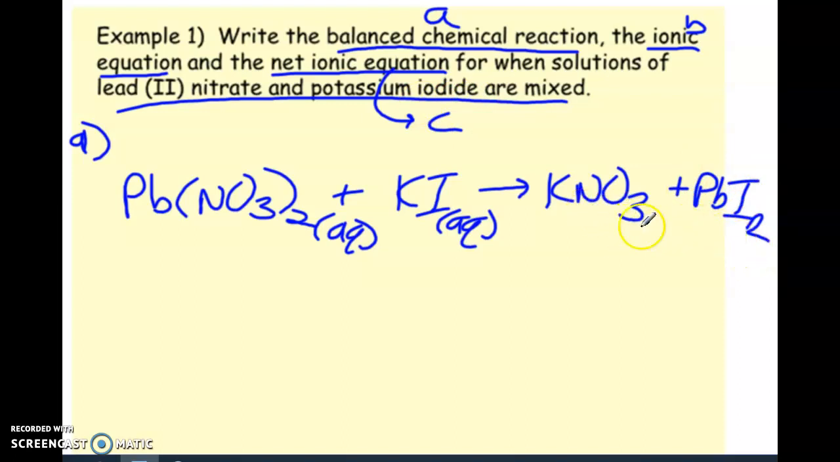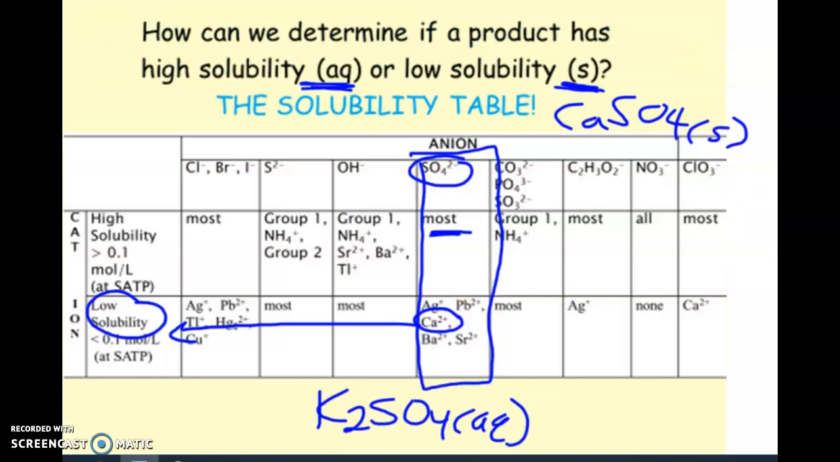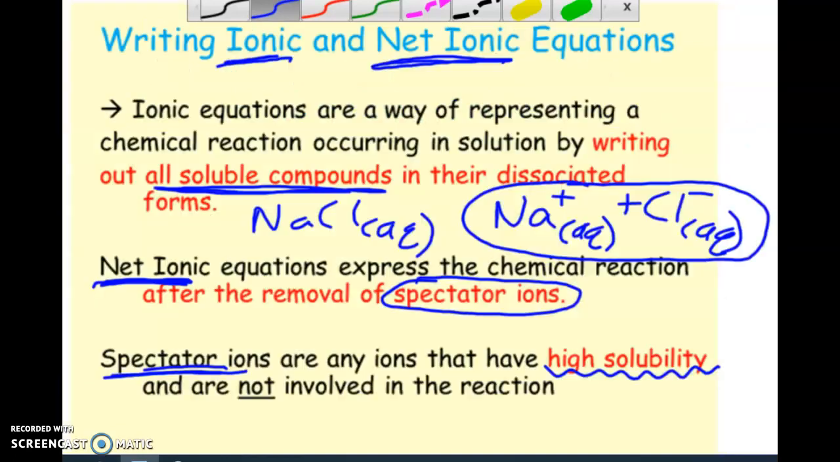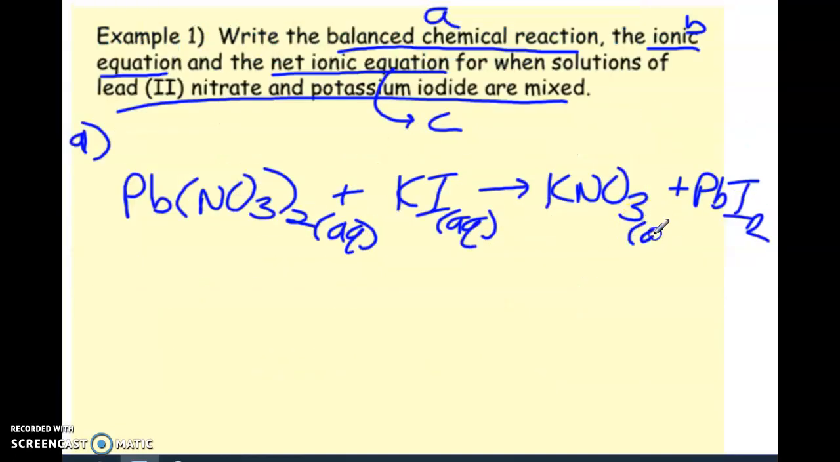Okay, so let's look up on the solubility table what our states are going to be here. Let me erase this so we can go through this together. One of them was potassium nitrate. Nothing has low solubility with nitrate, meaning it's going to be in this top example here, like everything with nitrate has high solubility. So here I know this has high solubility.